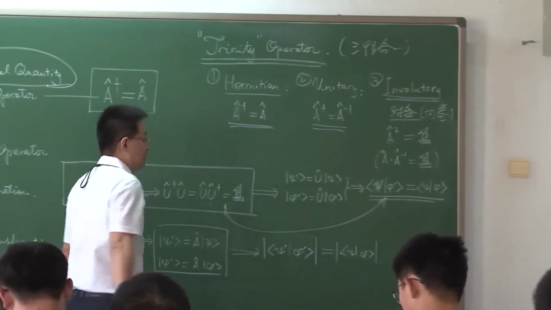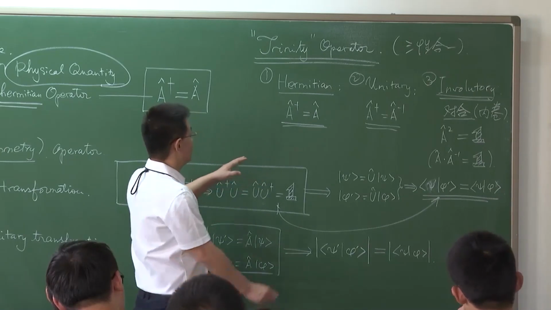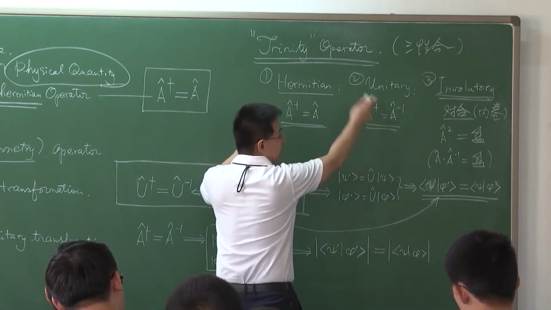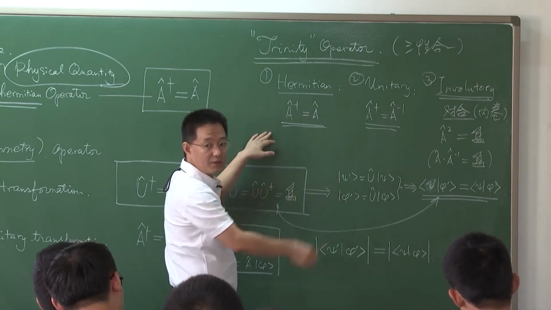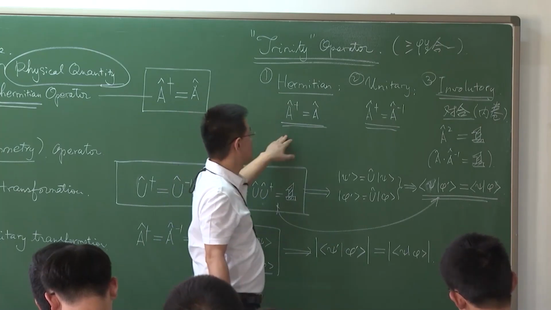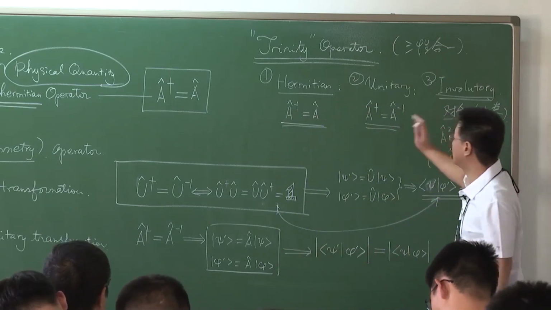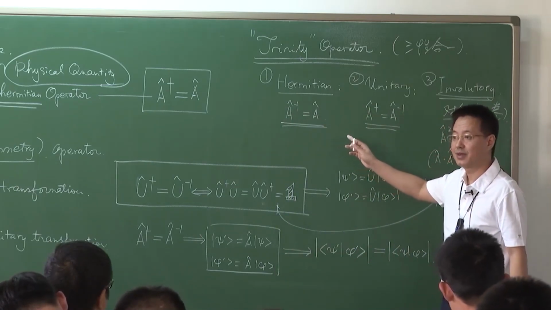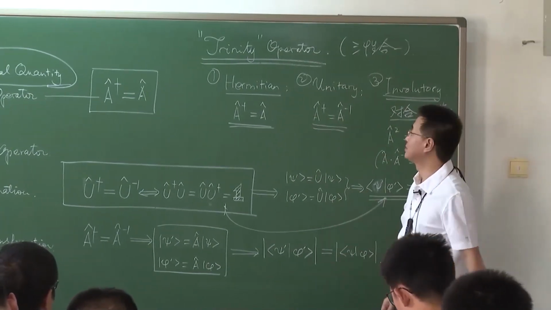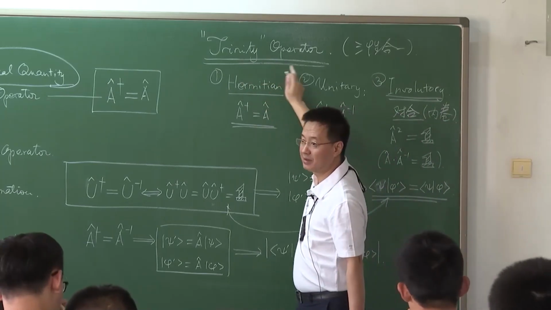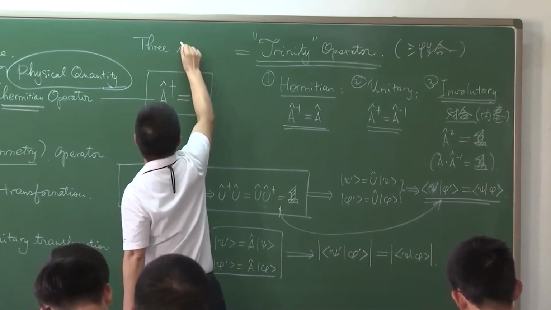One very important thing that I want to emphasize here is that provided you have any two properties among these three, you will have the other property. If it is Hermitian and unitary, it must be involutory. Or if it is involutory and unitary, it must be Hermitian. Okay? So all three properties will be together. So that is a 3 in 1 operator. Trinity means 3 in 1.